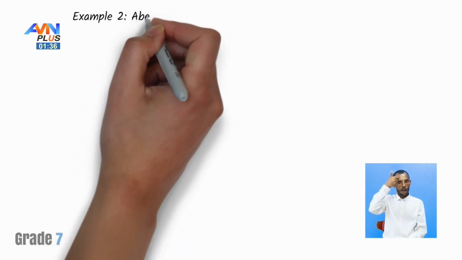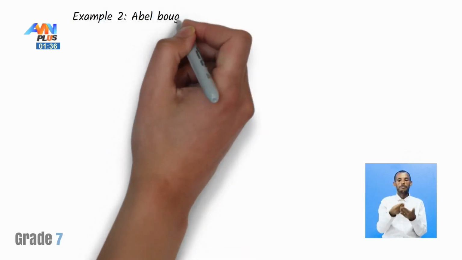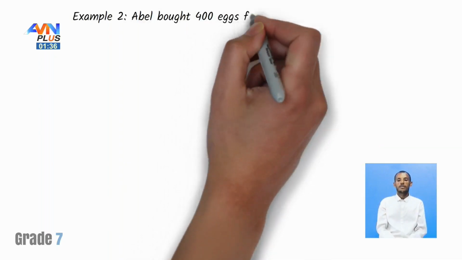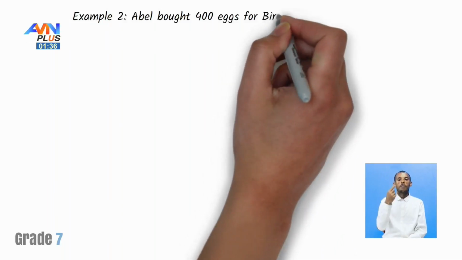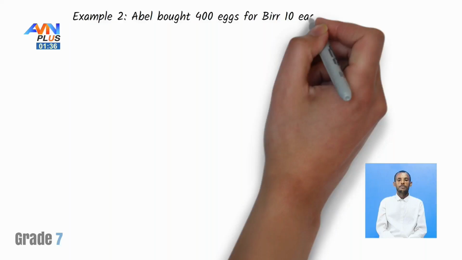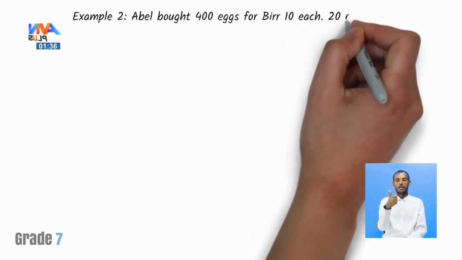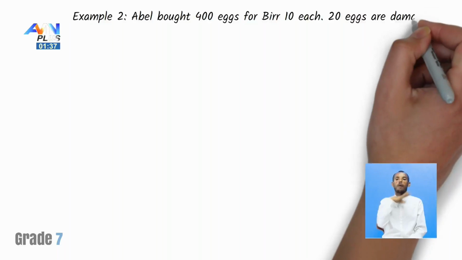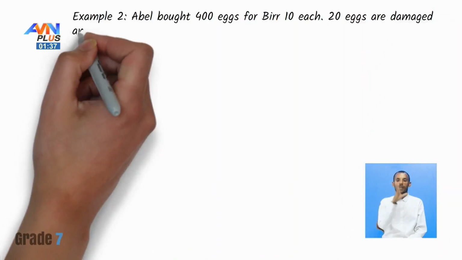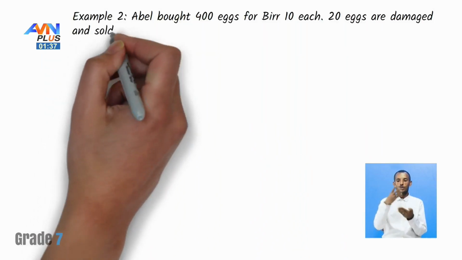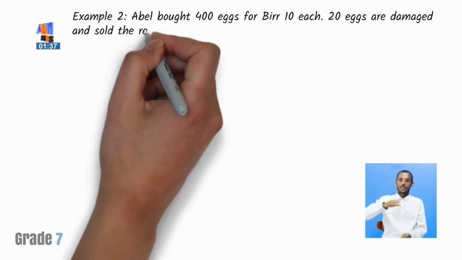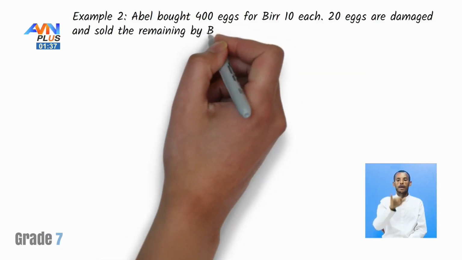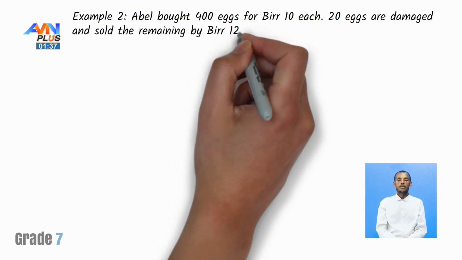Abel bought 400 eggs for birr 10 each. 20 eggs are damaged, and he sold the remaining by birr 12 each.